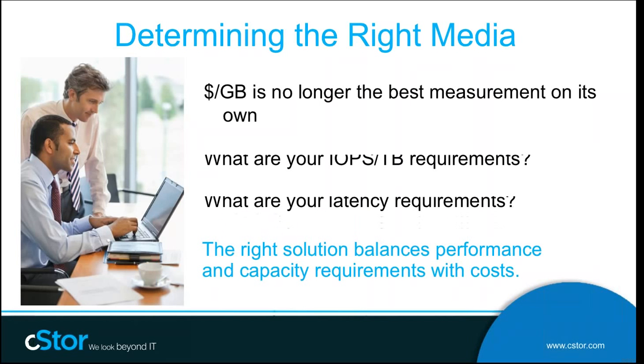And determining the right media. What we'll see here is the cost per gig is no longer the best measurement on its own. I've alluded to that earlier in some of the sizings. What are your IOPS per terabyte requirements? That might be a better sizing question for a lot of these environments, and it really helps you determine the right media. But then also, what are your latency requirements?